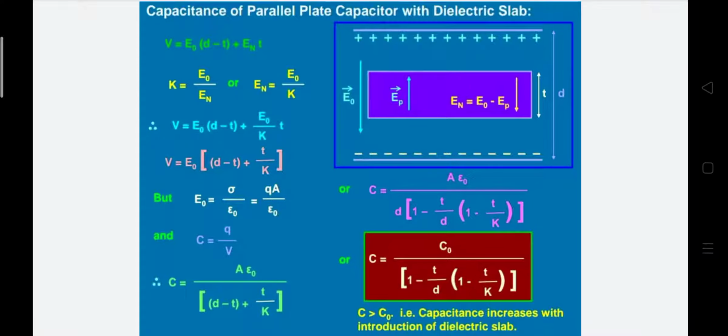In the free space, the electric field is E naught, and the distance between the plates without the dielectric is D minus T. So V is equal to E naught times (D minus T). And within the dielectric, the potential difference is E times T, where T is the thickness. So the net potential is equal to E naught (D minus T) plus E naught upon K into T.